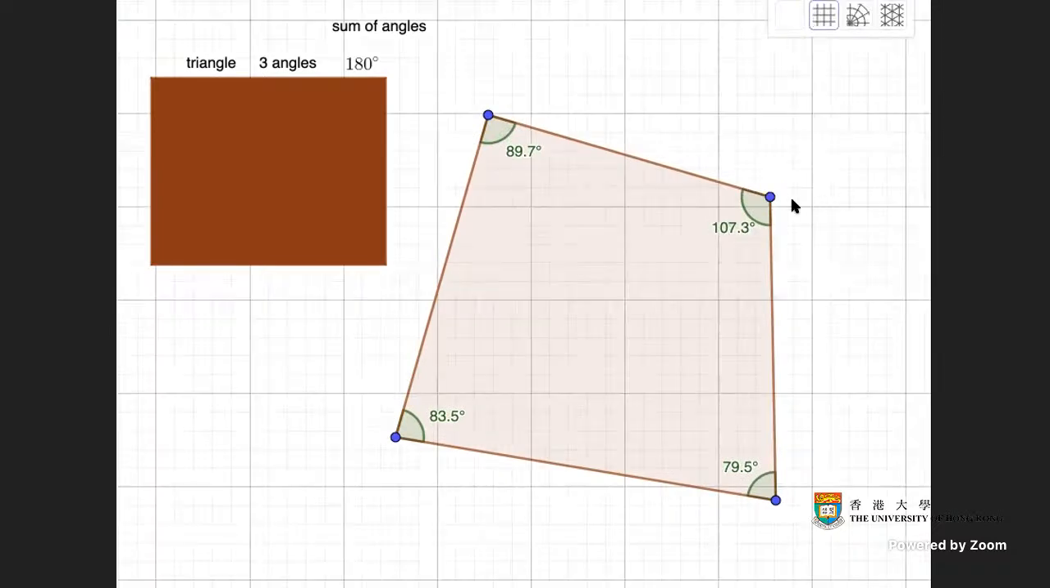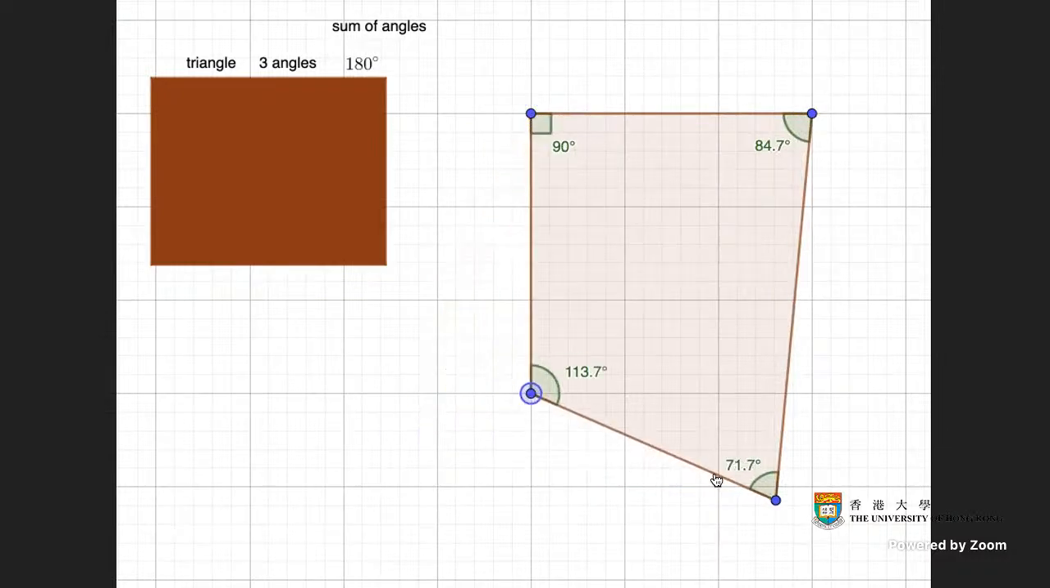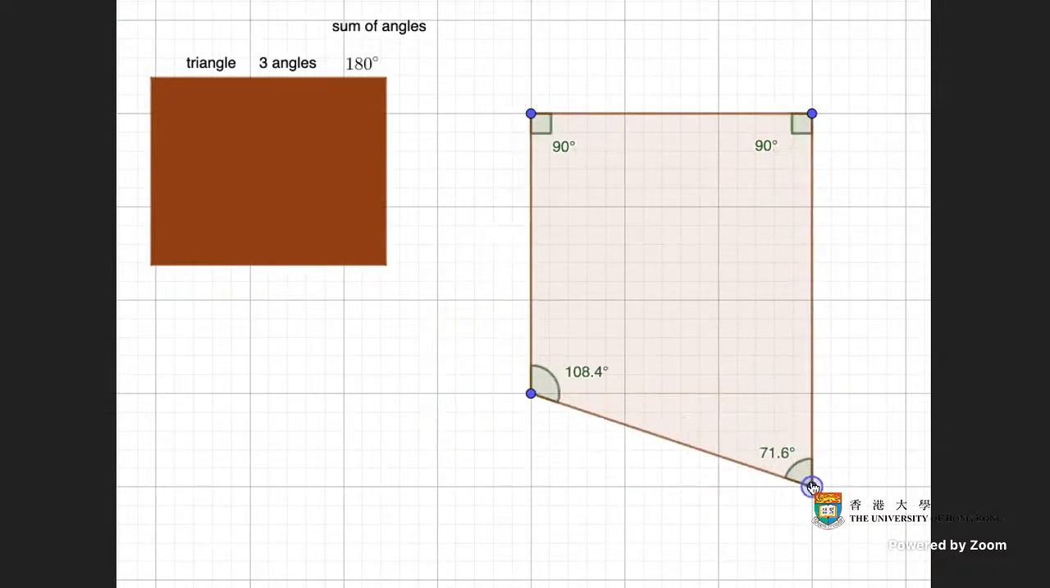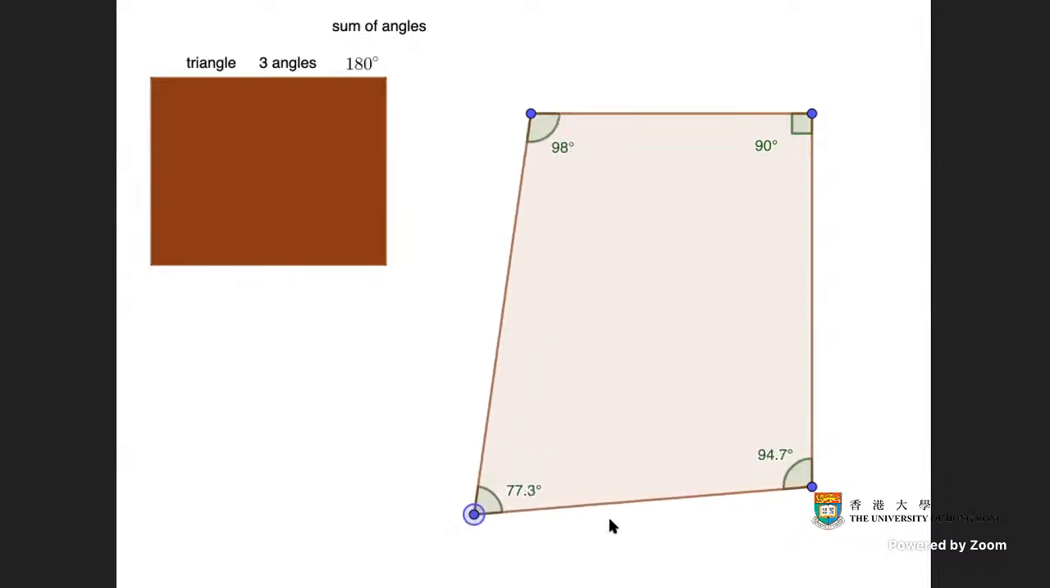For example, if you make a quadrilateral like this, which is basically a rectangle or square, you will know that the four angles are right angles, and so the sum is equal to 360 degrees. So it is not 180, but 360 degrees. But if you change one of the vertices, will the sum of the angles remain the same? Will it always be 360 degrees?